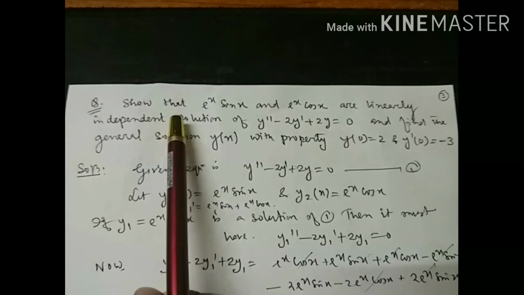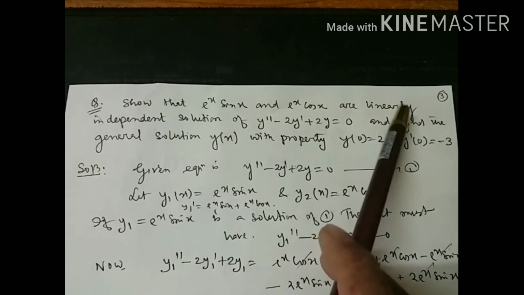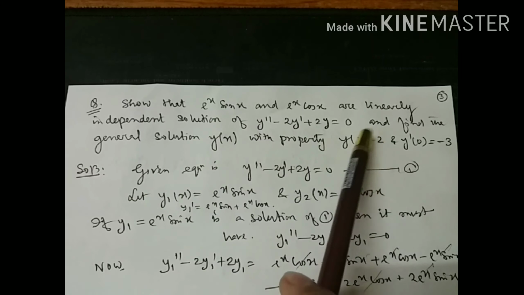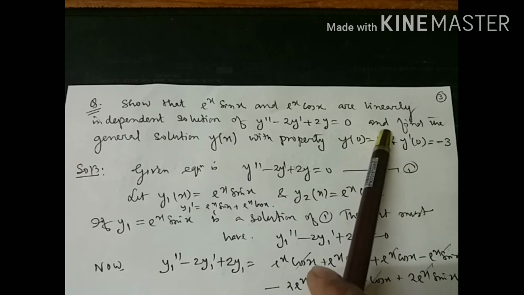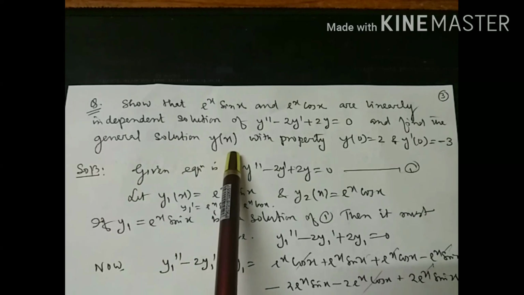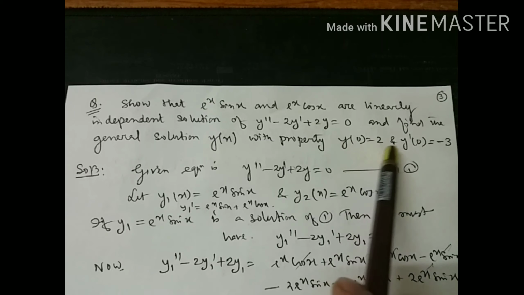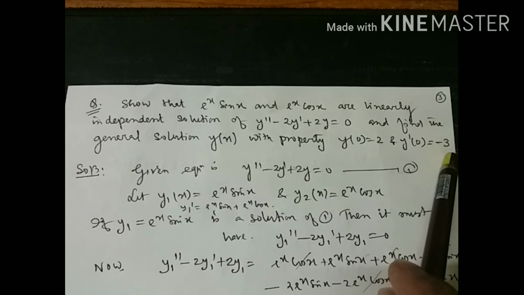So we are taking one more example. Show that e to the power x sin x and e to the power x cos x are linearly independent solutions of this. Same problem, only here an IVP is there. Initial values are given, and find the general solution y of x with the property y(0) equal to 2, that means when x equal to 0, y equal to 2, and y dash 0 equal to 3, that is when x equal to 0, y dash equal to minus 3.